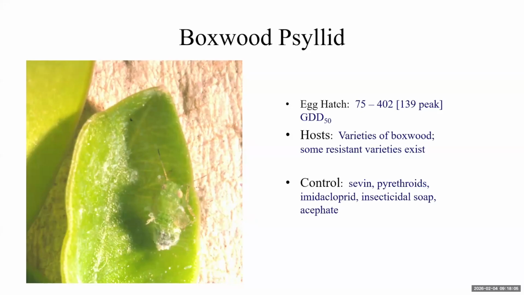They can occur on a variety of boxwoods. Some boxwoods are resistant. And control, if you feel it's necessary, you can use a neonicotinoid, acephate. Those are going to be easier because they have either translaminar or truly systemic properties. It's harder to get contact with Sevin or the pyrethroids because the leaves are cupped. And sometimes that other foliage that's nearby covering the cup, so it's hard to get contact.